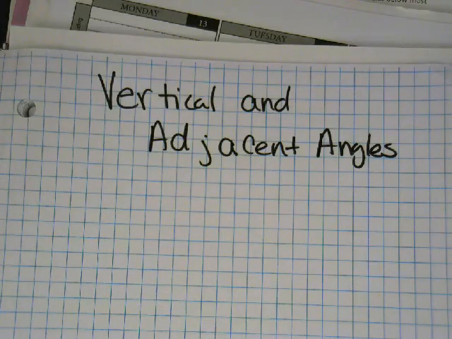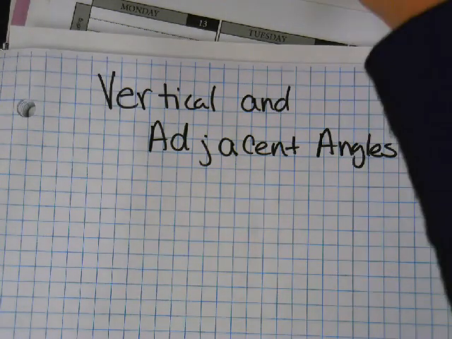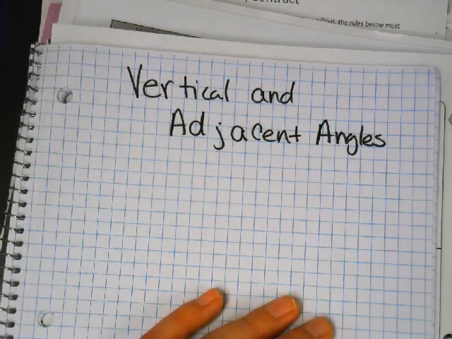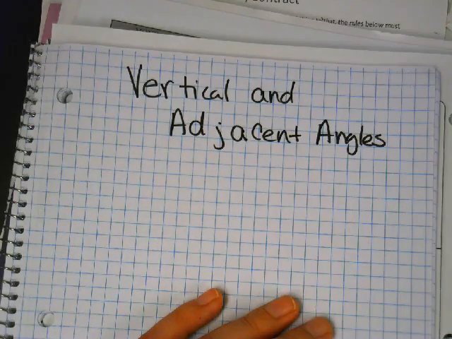All right, second part of the lesson is vertical and adjacent angles. This would be the last thing I teach you with angles. So vertical and adjacent. Does anybody know what vertical means in the real world? Up, down.